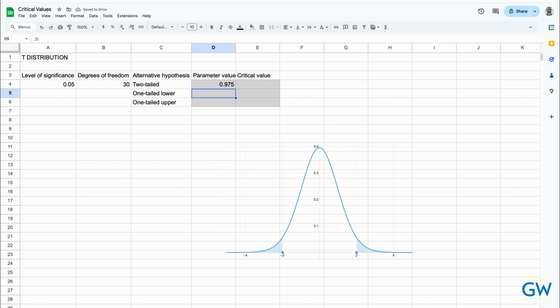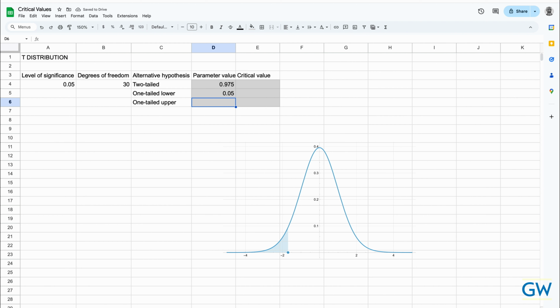If I think about only this final 2.5% of the area under the curve in the upper tail, that means to the left of that critical value has got to be 97.5% of the area under the curve. So doing 1 minus alpha divided by 2, that's going to be spot on. Let's look at the one-tailed lower for my alternative hypothesis. So that's just going to equal alpha. I'm just going to go equal, and then I'm going to click on the 0.05, hit enter, and there it is, the 0.05.